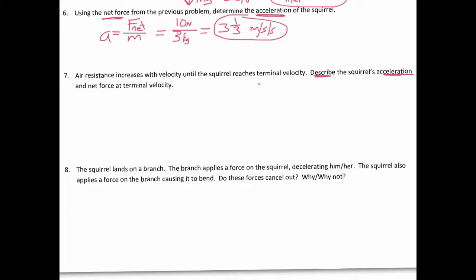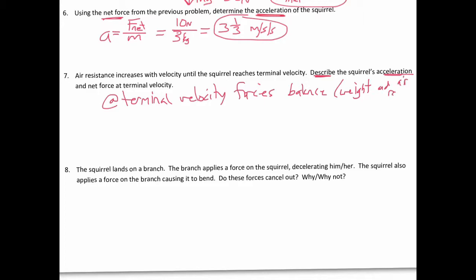Notice this says describe. We're not actually calculating. We're describing it. So, I'm going to write in shorthand here. At terminal velocity, that is when the forces balance. And what forces are we talking about? Well, that's when the weight, specifically pulling it down, is balanced by the air resistance.